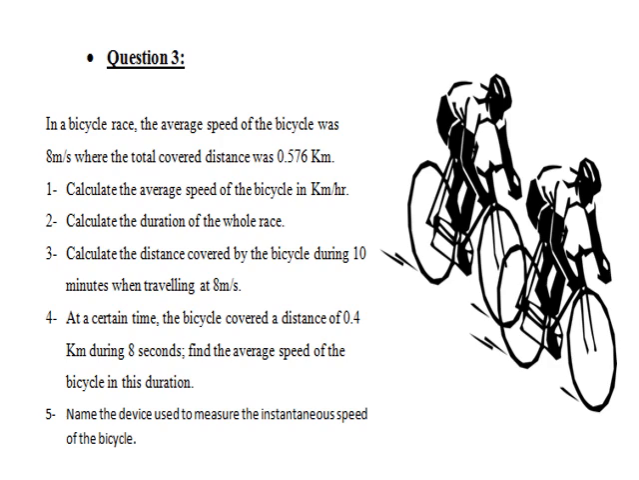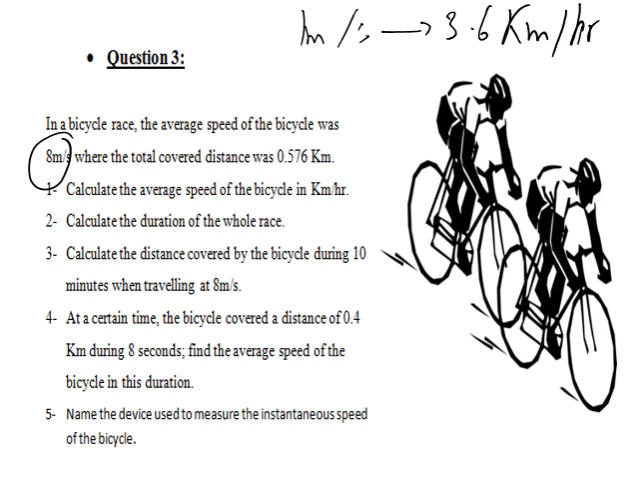Question number 3. Let's start with question number 3. In the bicycle race, the average speed of the bicycle was 8 meters per second, where the total covered distance was 0.576 kilometers. Calculate the average speed of the bicycle in kilometer per hour. So you have to convert 8 meters per second to kilometer per hour. As we said, 1 meter per second gives 3.6 kilometers per hour. If you have 8 meters per second, it gives how much in kilometer per hour? So it's 8 times 3.6, which is equal to 28.8 kilometer per hour.